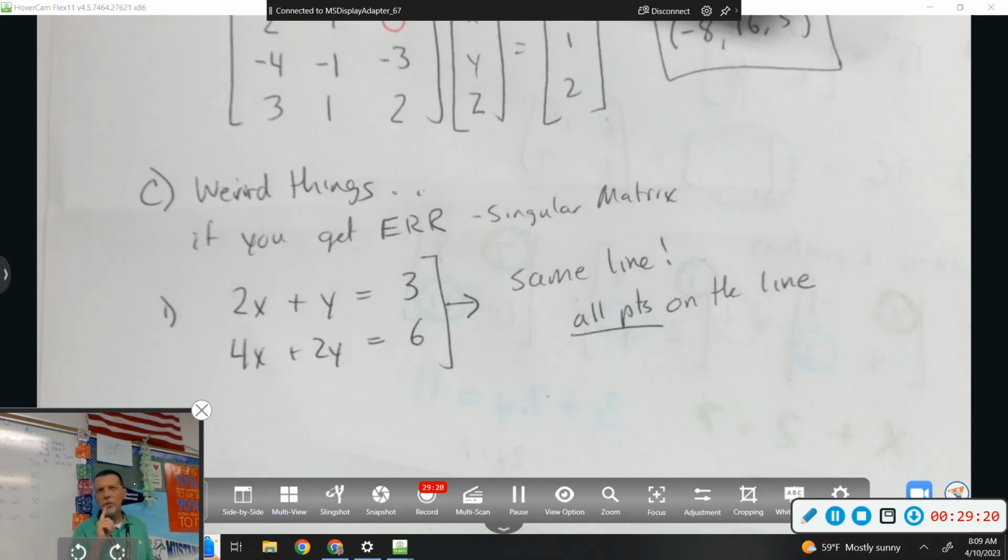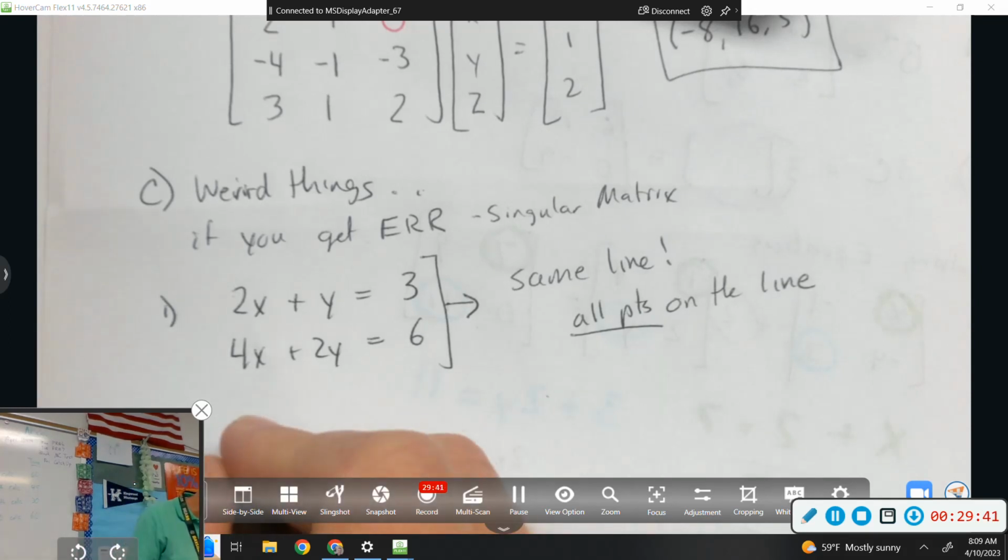Do you remember the other weird case from solving equations? There's sort of two weird cases. Like the normal case, they intersect. Okay, find the intersection. One of the weird cases is it's exactly the same line, so it's everywhere. Do you remember what the other weird case is when you're trying to find the intersection of two lines? When they never intersect, so they're parallel. Here's what that might look like.